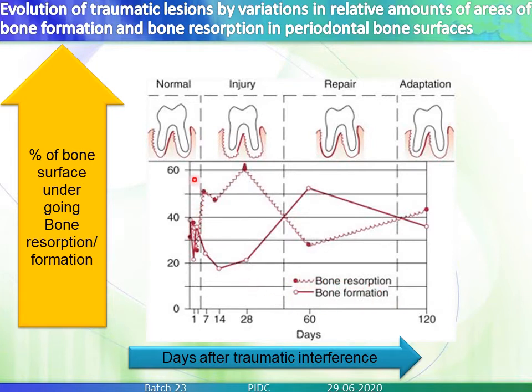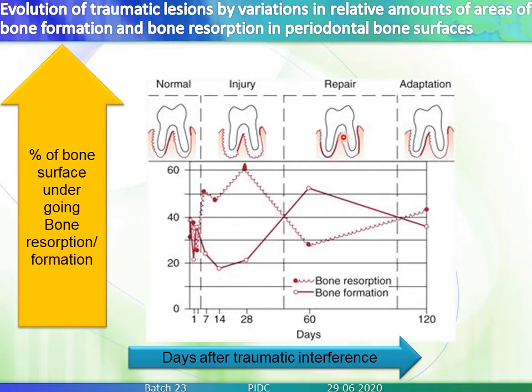So you can see very well that during the normal period, that is when the teeth have proper occlusal forces, bone resorption and formation go hand in hand. But whenever an injury occurs, that is, when there is increased occlusal force, there is going to be an increased amount of resorption and a decreased amount of bone formation.